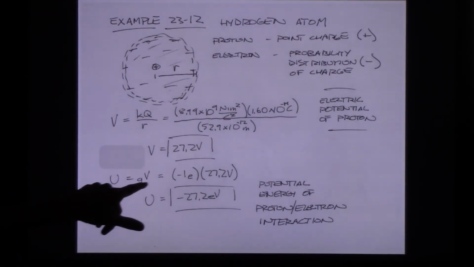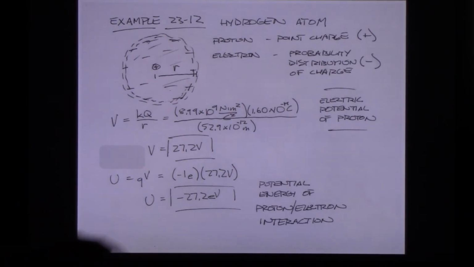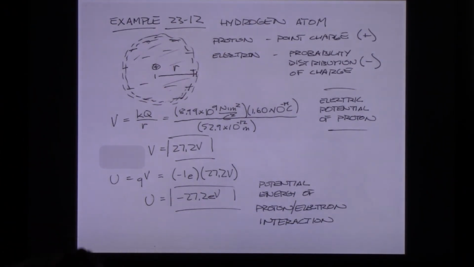And that says that if I now add in the charge of the electron, its potential energy is minus 27.2 eV. And again, we're down at the level of atoms and molecules. We tend to use eV as a unit. So this is the potential energy of interaction between a proton and an electron in hydrogen. And this is a number that we'll find out in Physics 4C.